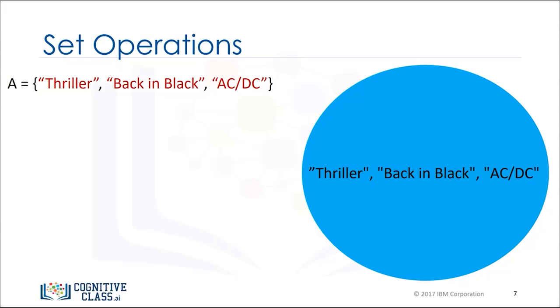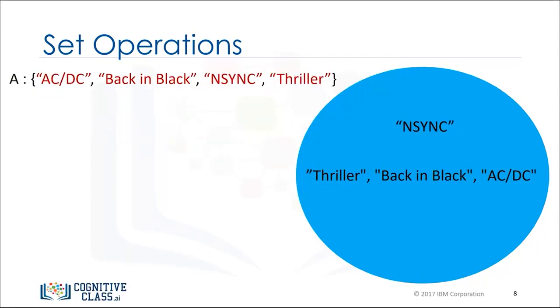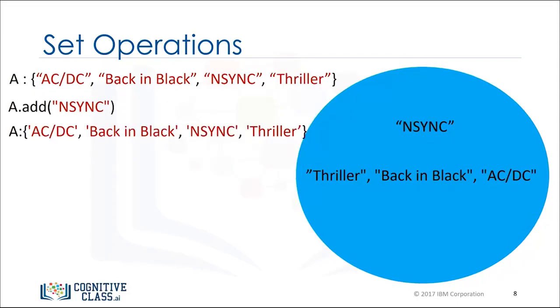We can add an item to a set using the add method. We just put the set name followed by a dot, then the add method. The argument is the new element of the set we would like to add, in this case, In Sync. The set A now has In Sync as an item. If we add the same item twice, nothing will happen as there can be no duplicates in a set.